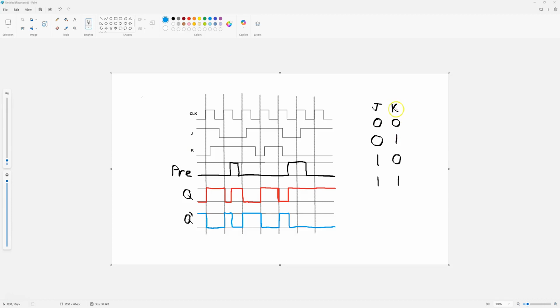At 0, 1, when K is high, our Q is output as low. At 1, 0, when J is on, it is our set command essentially. Q is set as high, and at 1, 1, it toggles back and forth at the positive edge of each clock value. So it'll go to positive, negative, positive, negative.